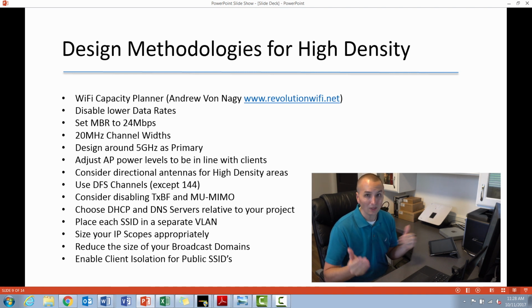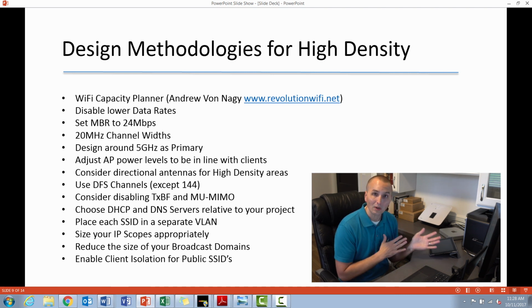One thing I always do, unless I have to do it because of specific device types, I always disable lower data rates, all the 11b data rates. And really, for the most part, unless there's a specific reason not to, I always set my minimum basic rate to 24 megs. That seems to be a sweet spot for me. I know a lot of people will argue about 12 megs, but for me, I've found a sweet spot with 24 megs. But that's not in stone. That's typically where I start. And if I see where I need to make some adjustments, I will. But that's typically where I start with my minimum basic rate.